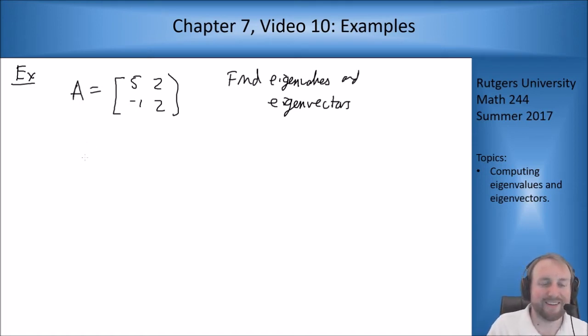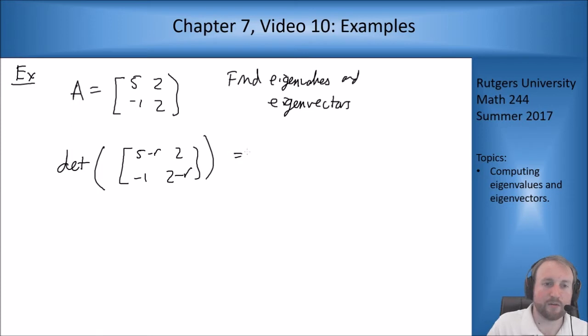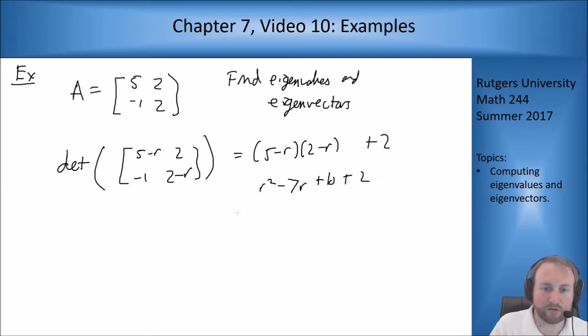So what I do, the shortcut to this, is basically I take the matrix, I subtract r off the diagonal entries, going from top left to bottom right, and then I take the determinant. So I want to look at the determinant of 5 minus r, 2, minus 1, 2 minus r, which comes out to be (5 minus r)(2 minus r) plus 2. So I get r squared minus 7r plus 10 plus 2, which is r squared minus 7r plus 12, which factors as (r minus 4)(r minus 3).